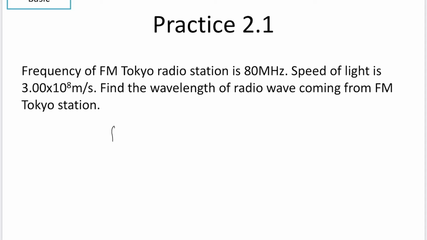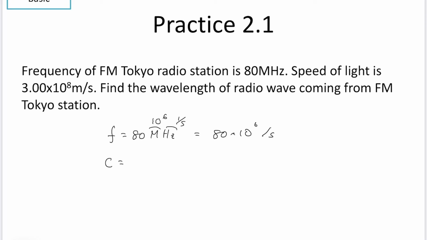So the frequency f is 80 MHz. You have to convert the mega, which is 10 to the 6, and the hertz is 1 over second. So it becomes 80 times 10 to the 6 per second. This is the hertz, the frequency f.